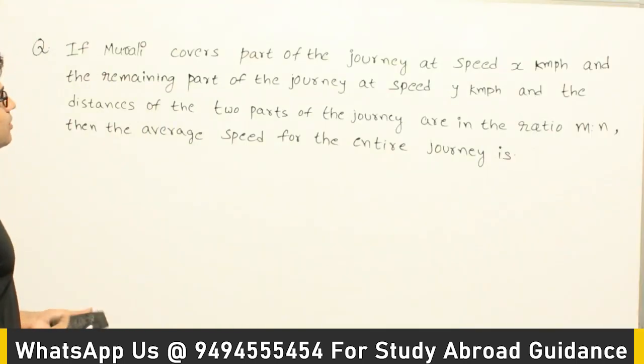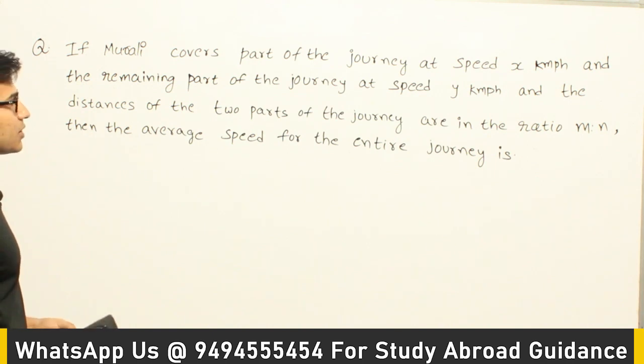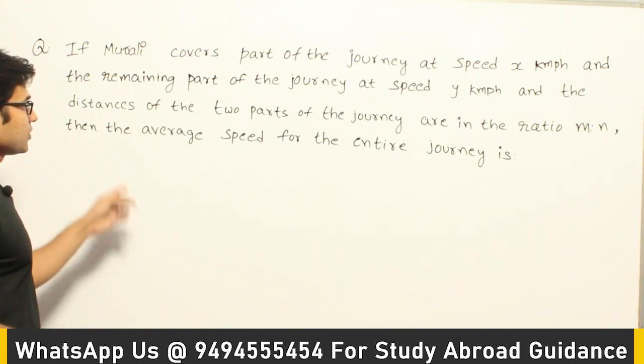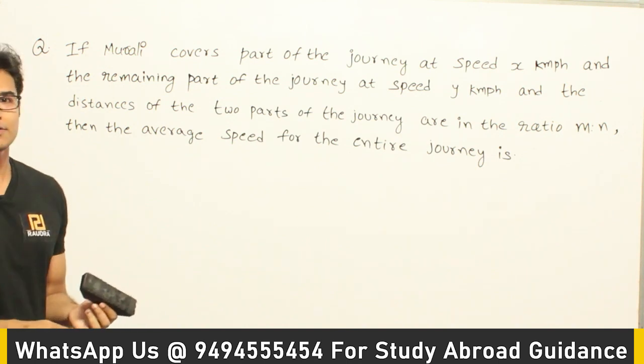If Murli covers part of the journey at a speed of x kilometers per hour and the remaining part of the journey at a speed of y kilometers per hour, and the distances of the two parts of the journey are in the ratio of m is to n, then the average speed for the entire journey is.